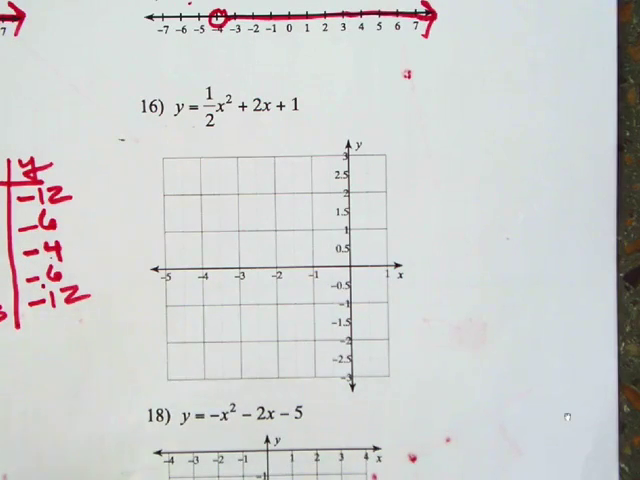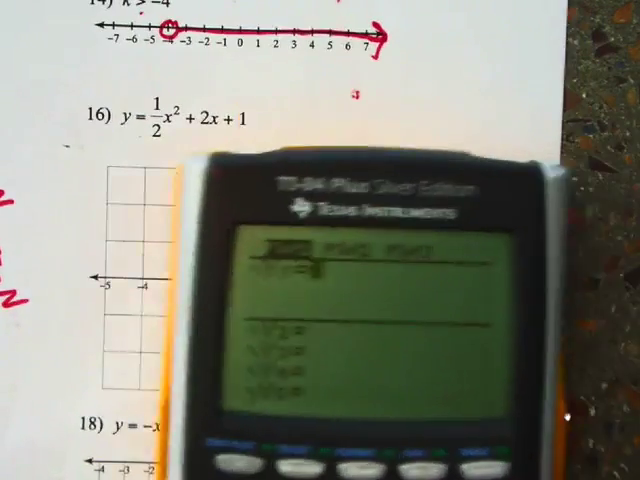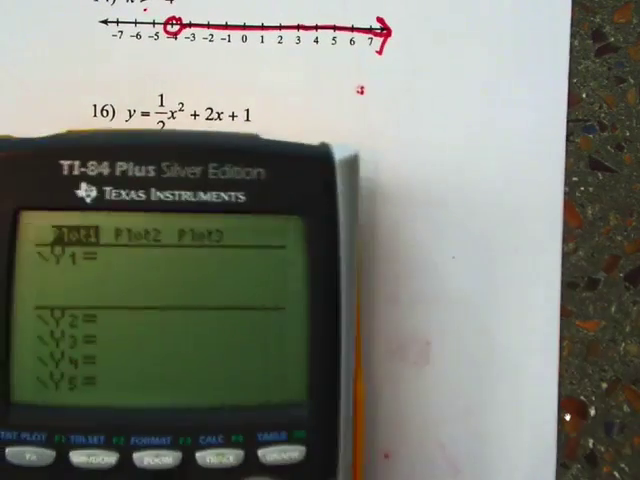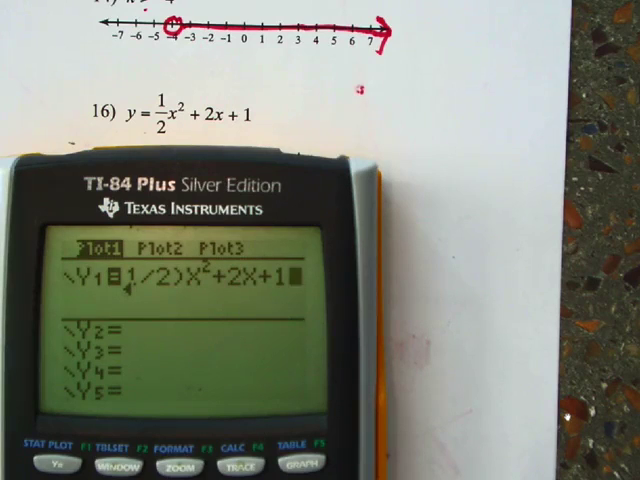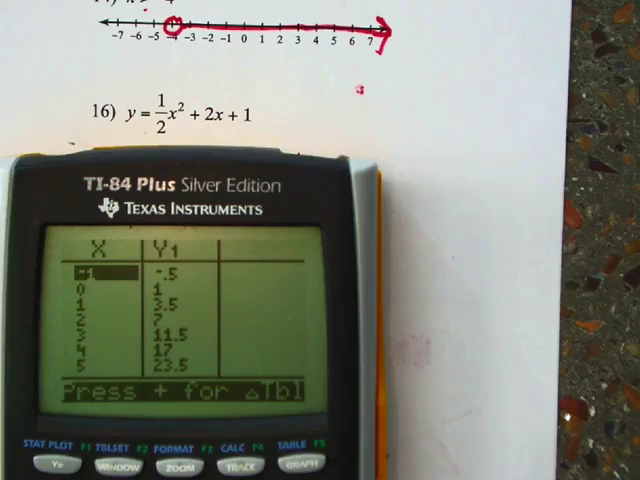If we go to number 16 and we enter in the equation, we want 1/2 or 0.5. I'm just going to do 1 divided by 2. On these calculators, when you do a fraction, do them in parentheses, times x squared plus 2x plus 1. Okay, and then we're going to hit second table, and that gives us our table.